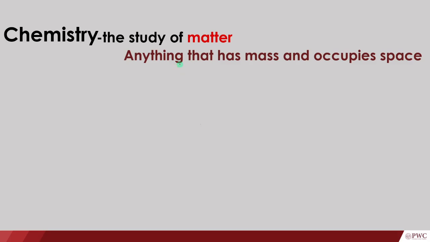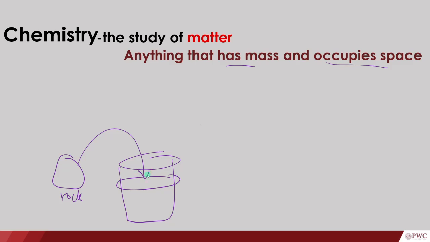Now, what are the things that have mass and occupy space? Let us consider this rock. Of course, rocks have mass. They are very heavy, so they obviously have mass. And also, rocks occupy space. For example, we have this glass of water over here. If you put this rock here, the water will rise because this rock occupies space inside the glass. So this rock has mass and it occupies space. Therefore, this rock is a form of matter. Again, first, it must have a mass. Second, it must occupy space.